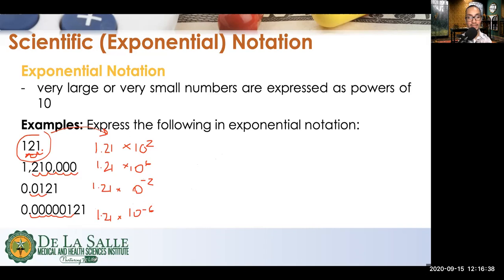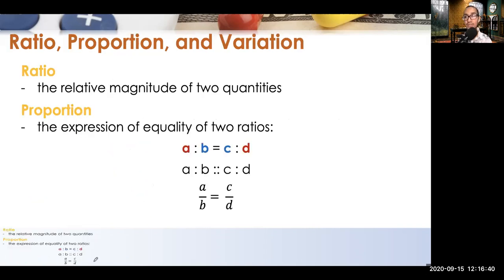Ayan. So actually, the last topic, I will just introduce them to you because basically you know this already. We have ratio and proportion. So basically, when we say ratio, it's a relative magnitude of two quantities. It's a fraction. Okay.